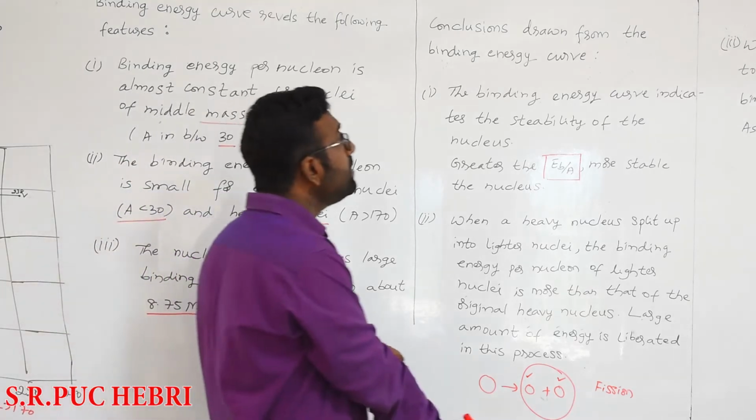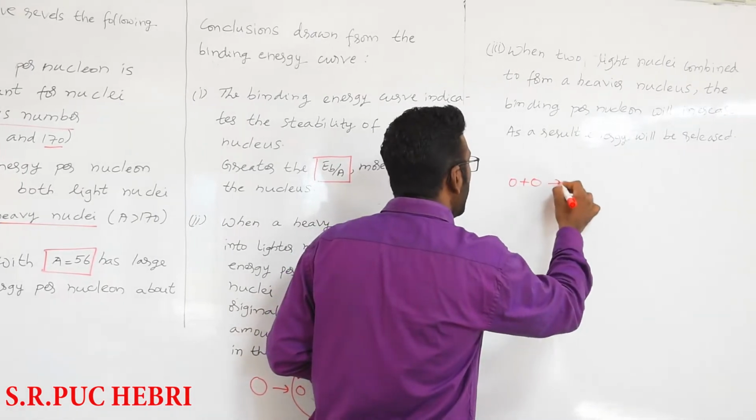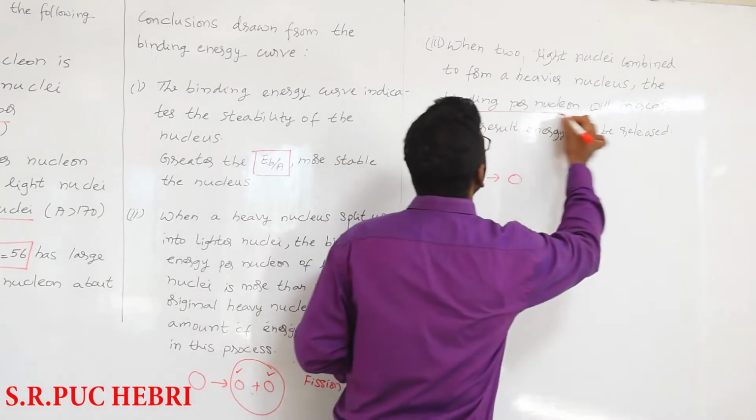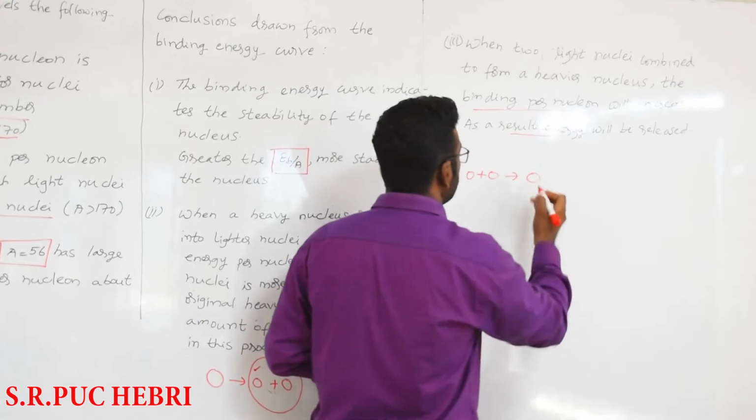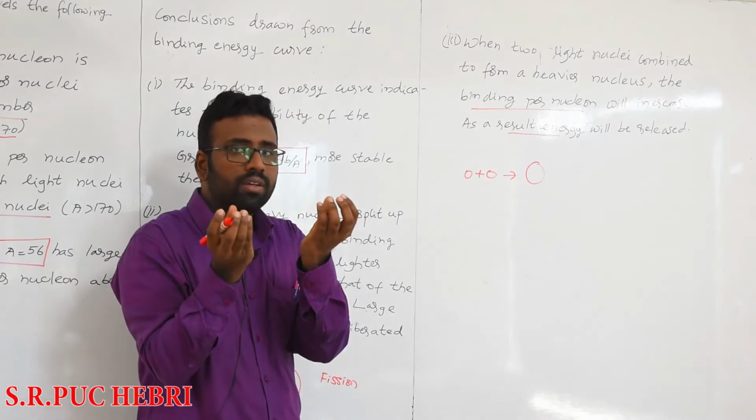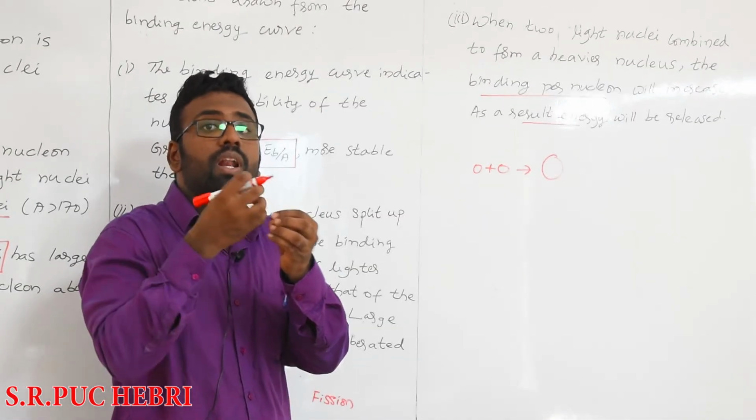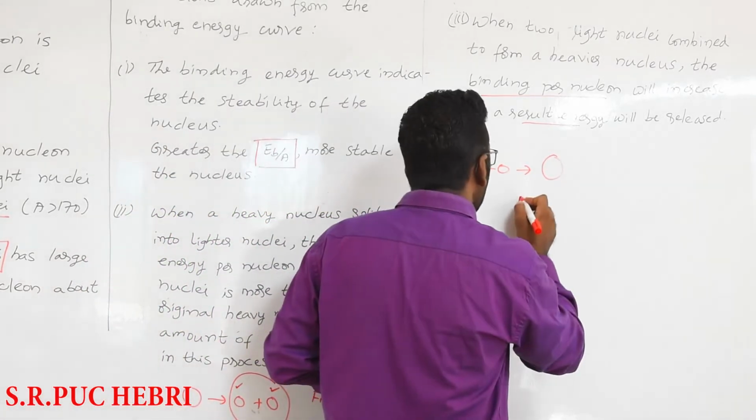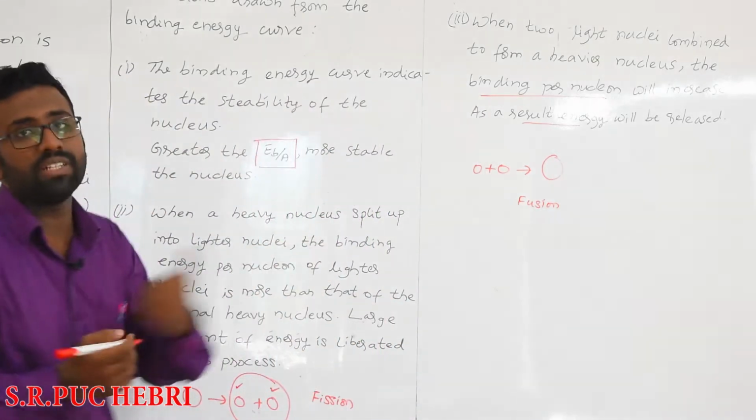Next, when two lighter nuclei combine to form a heavier nucleus, the binding energy per nucleon will increase. As a result, a large amount of energy will be released, and this process is known as nuclear fusion. This also we will see in detail in the coming discussion.